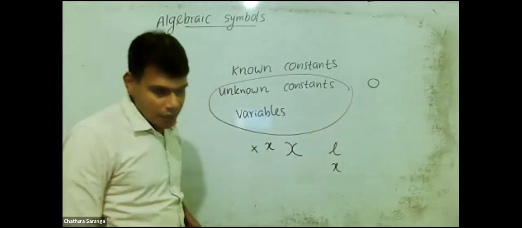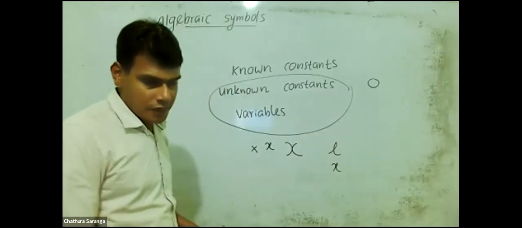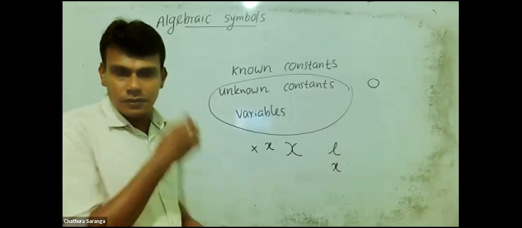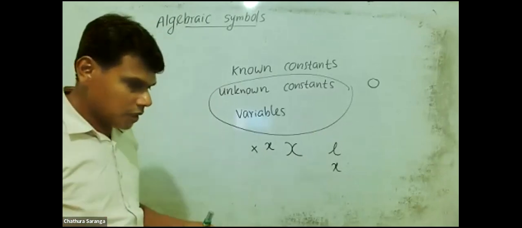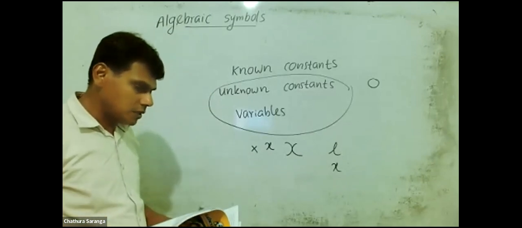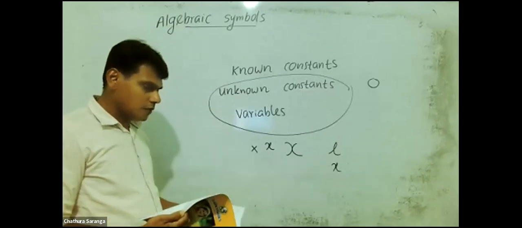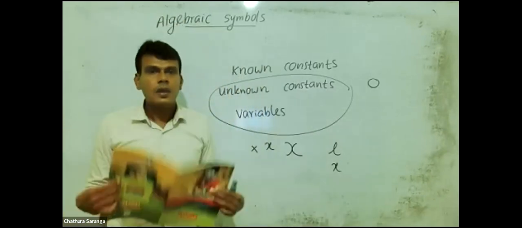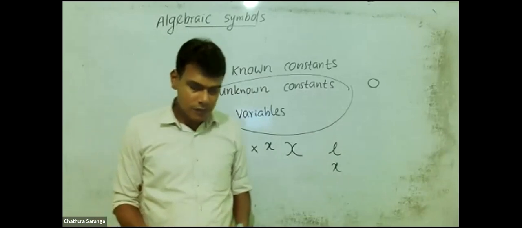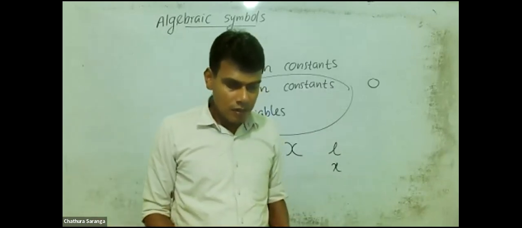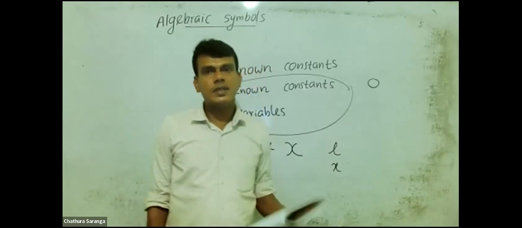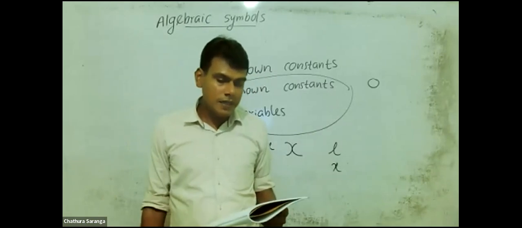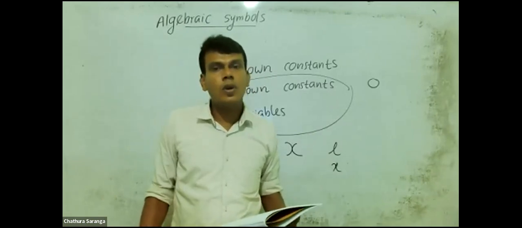Right. Write down. I will write. Do you have the tute? Yes, sir. Okay. In your tute, look at the first statement. What is the first statement? Constant values which are known are defined as known terms or known constants.